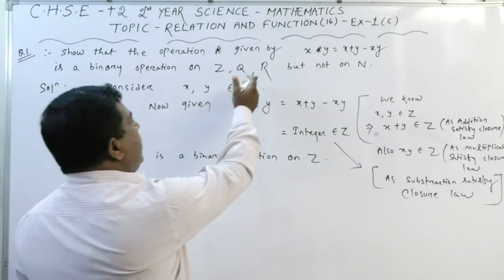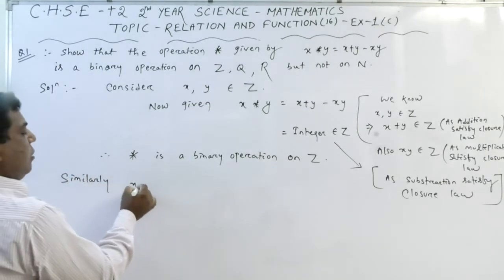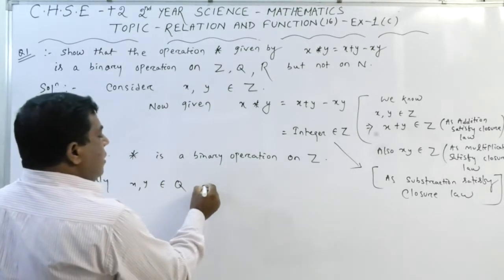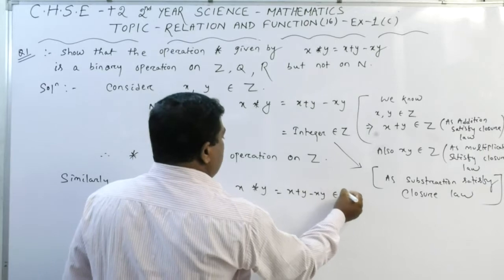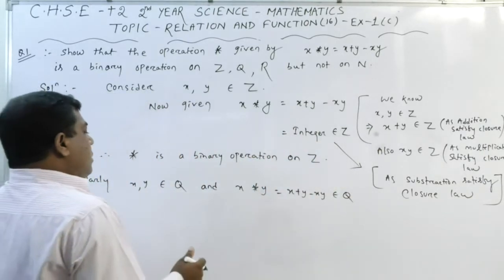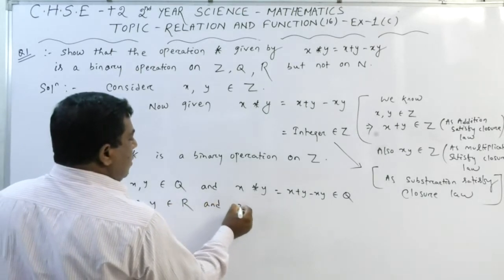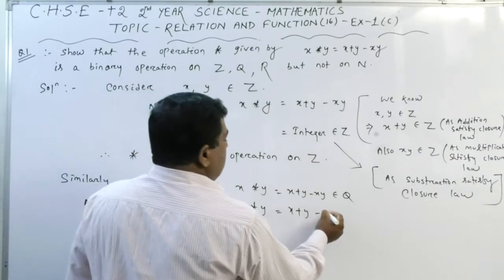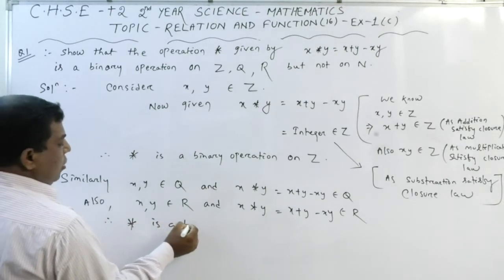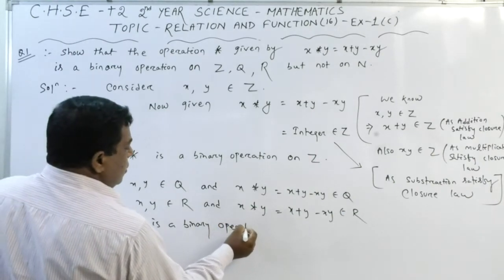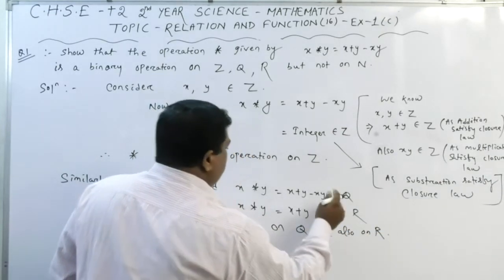Similarly, we can take x and y belonging to Q, and x star y equal to x plus y minus xy is belonging to Q. The same law is applied here. Also for x and y belonging to R, x star y equal to x plus y minus xy is also belonging to R. Therefore we can say star is a binary operation on Q and also on R. We can proceed like this.